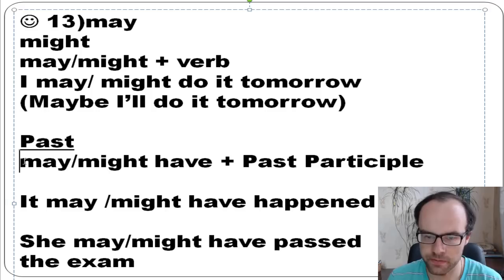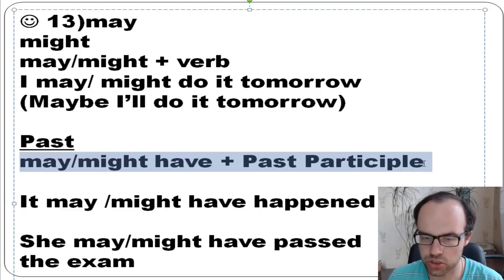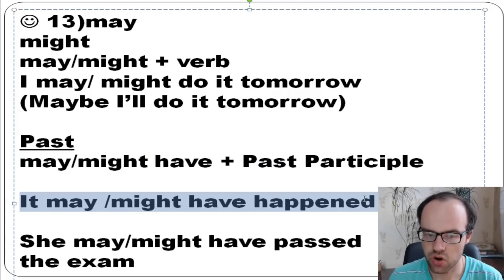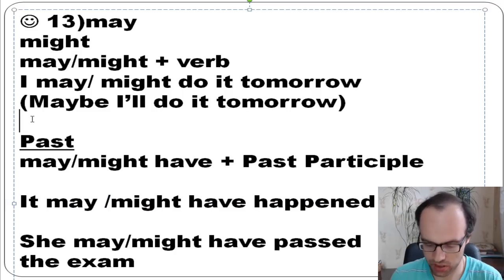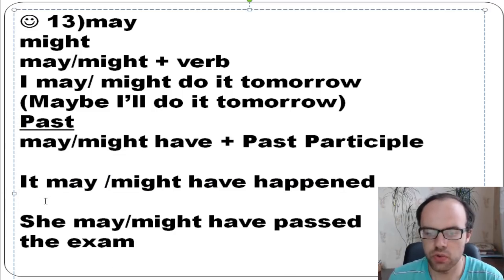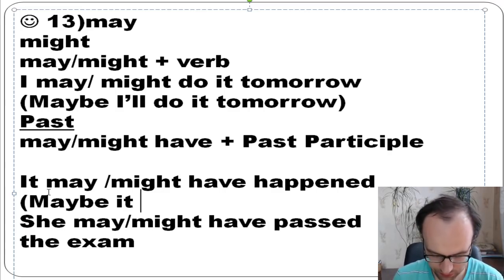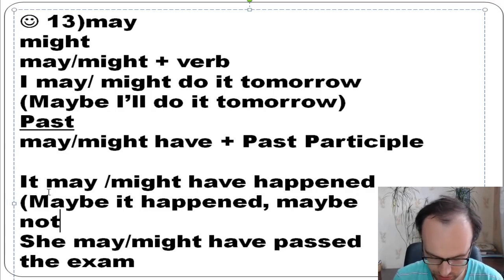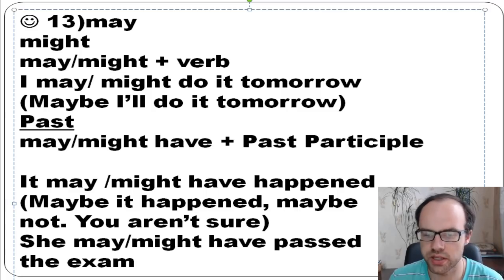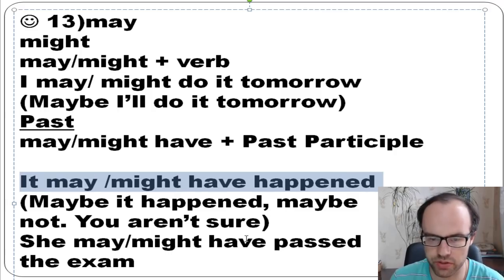May or might have plus past participle. Look, it may have happened or it might have happened. What does it mean? It means maybe it happened, maybe not, so you aren't sure. It may have happened or it might have happened.